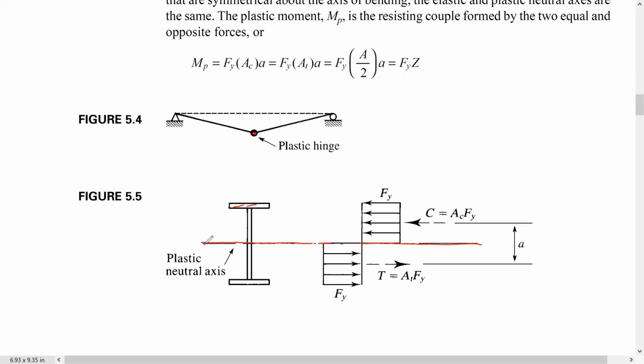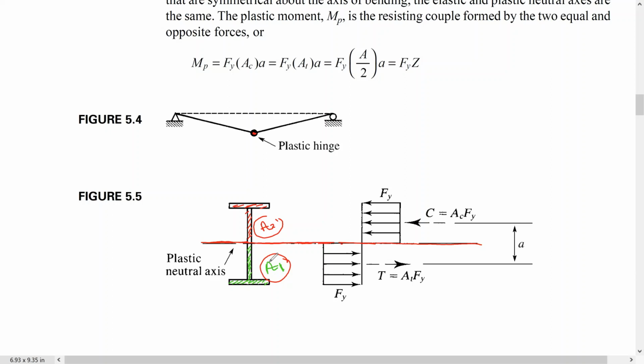That means in this section, this area here is equal to this area here. And it might not be in the middle, but here it is, because it's a symmetrical one, okay? So that is the definition of the plastic neutral axis, which is the one that divides the cross-sectional area into two equal areas. So if this area is area 1, this one is going to be area 2. In this case, area 1 and 2 equal each other. This one is going to be the compression area, and this one is going to be the tension area.